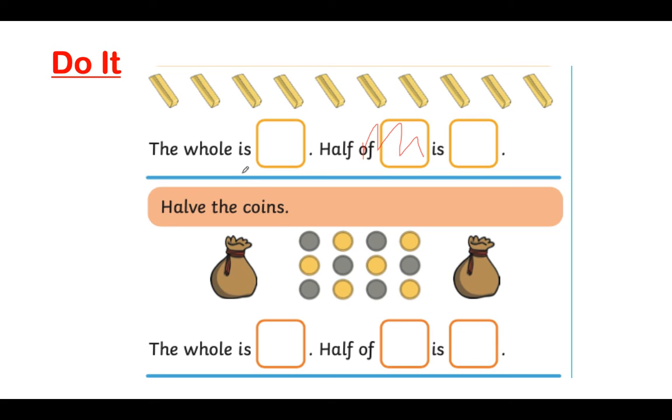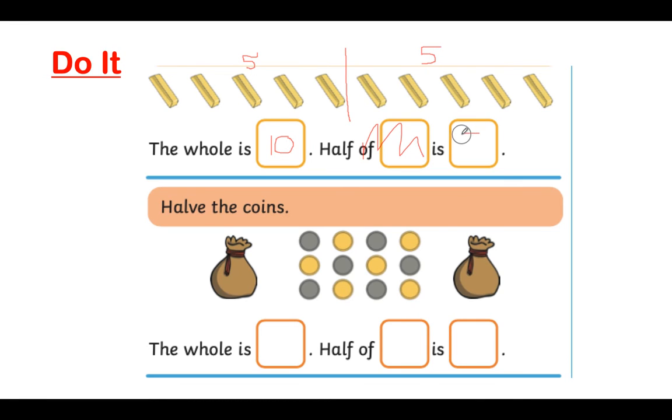Okay, well done guys. So for the first one, you should have got the whole is, so let's count them together. 1, 2, 3, 4, 5, 6, 7, 8, 9, 10. So the whole is 10. Okay, then you should have split them in half. So here, 1, 2, 3, 4. We know we've got 5 on this side. 1, 2, 3, 4. We know we've got 5 on this side, so we have split them in half. Okay, so what is a half of 10?